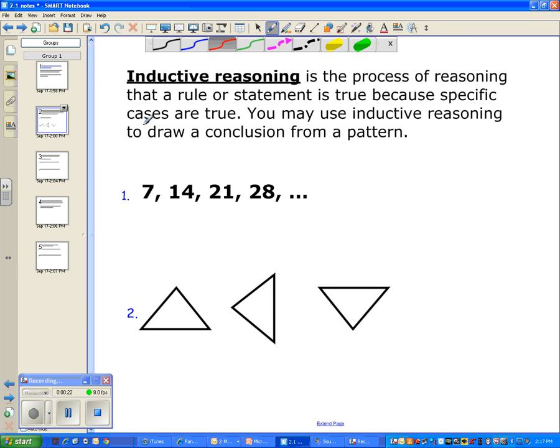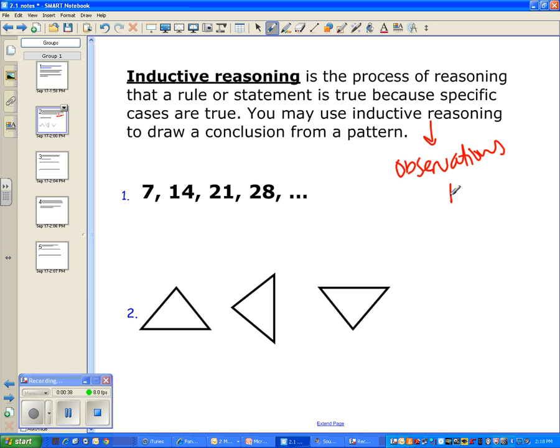Here's the whole fancy spiel about inductive reasoning: it is the process of reasoning that a rule or statement is true because specific cases are true. Some keywords to identify with inductive reasoning is you use observations and you use patterns to determine if something is true or not. So for example, if I give you this list of numbers, 7, 14, 21, 28, without even thinking, some of you guys are going to be like, well, the next one's 35, and then it's going to be 42, and then it's going to be 48. Wait, no, 49, excuse me.